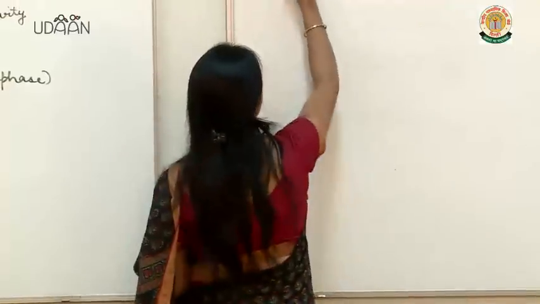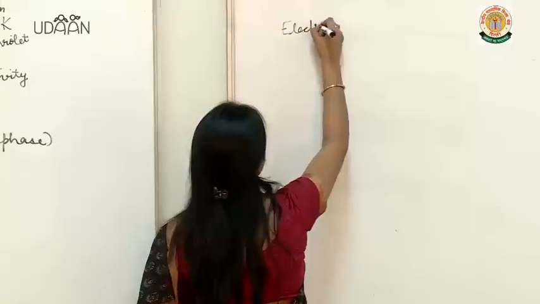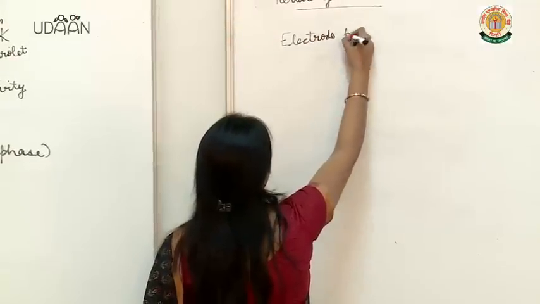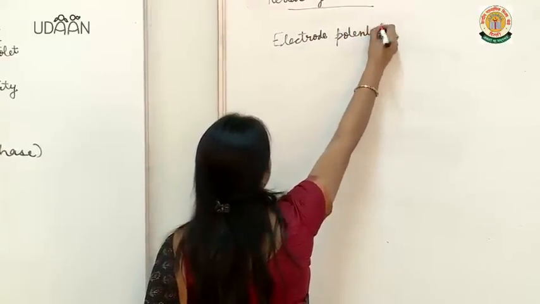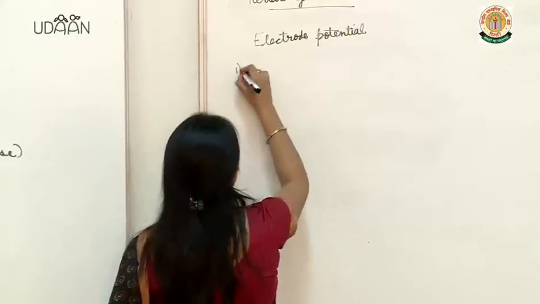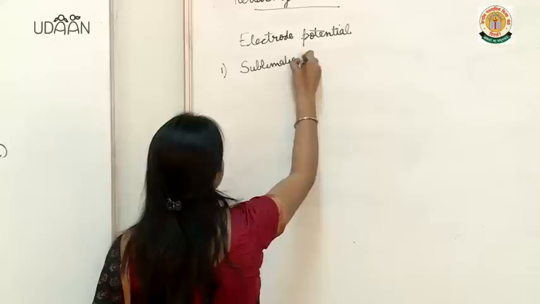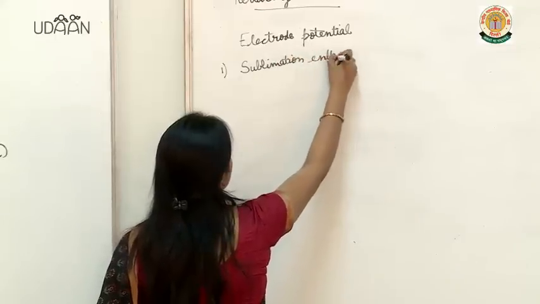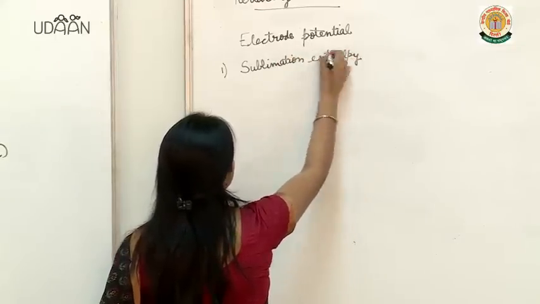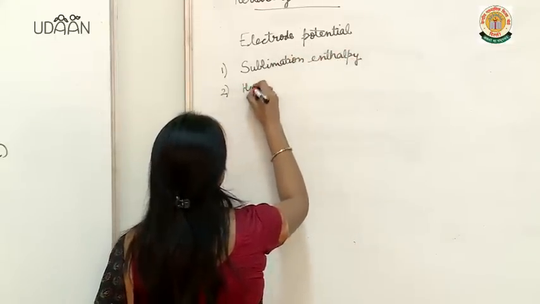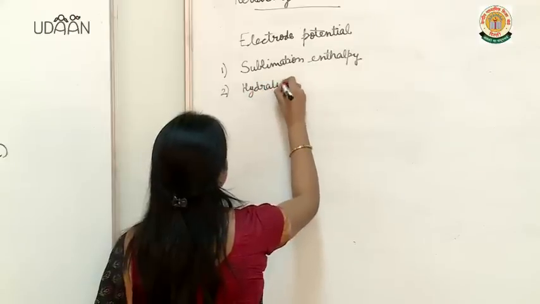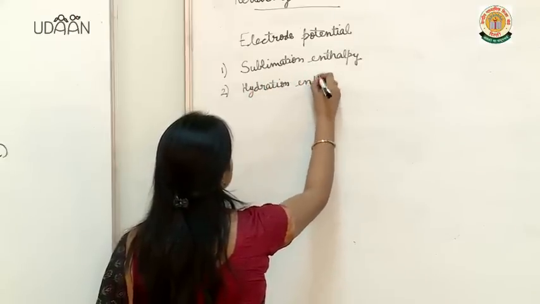So, electrode potential depends on sublimation enthalpy, it depends on hydration enthalpy, and it also depends on ionization enthalpy.